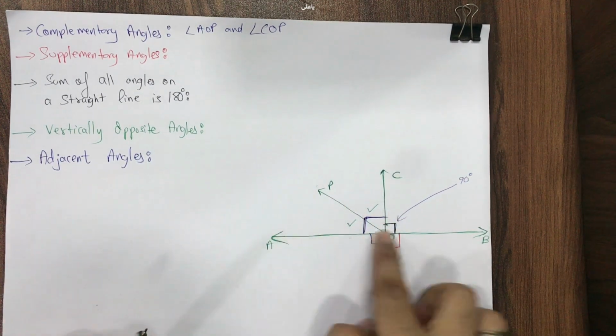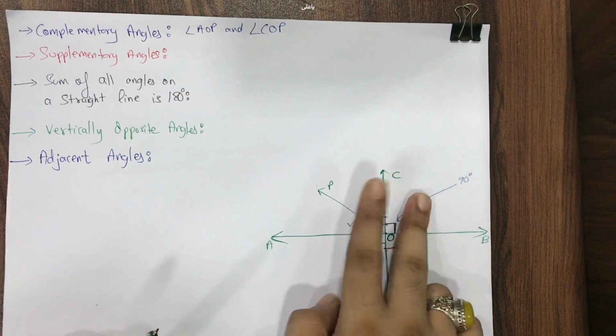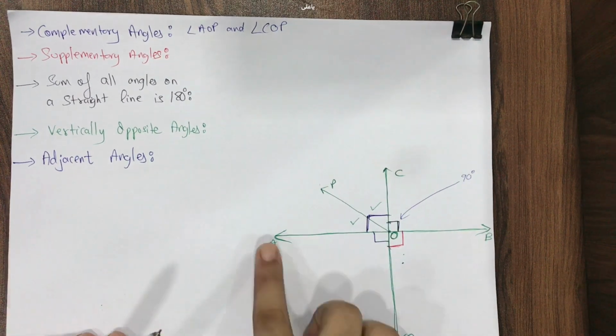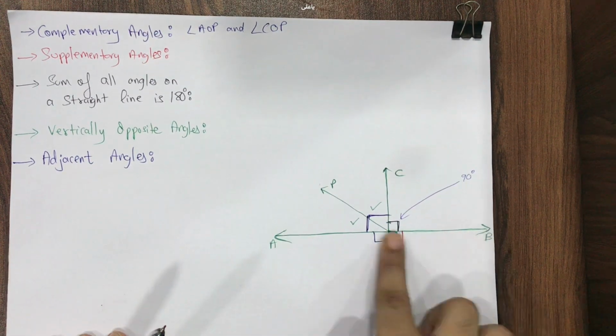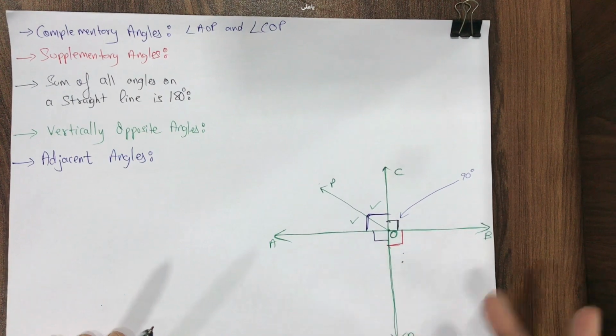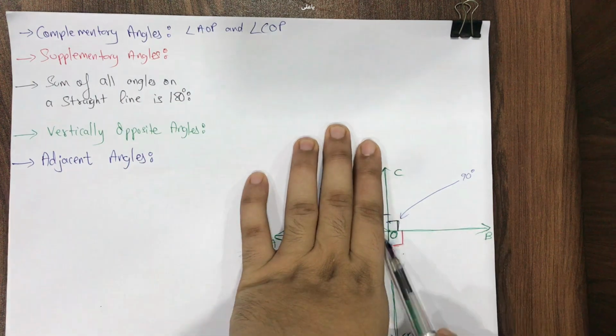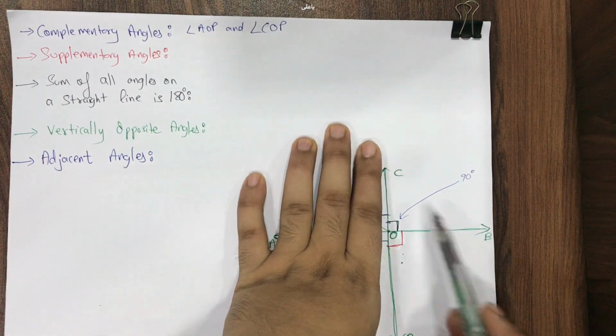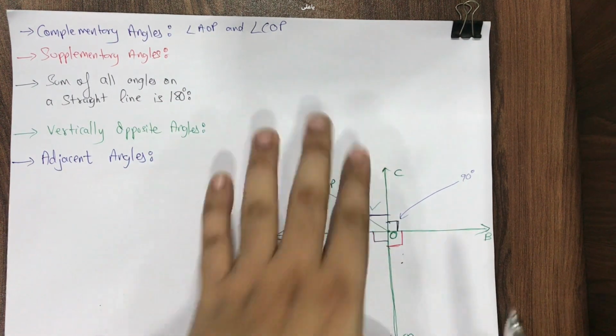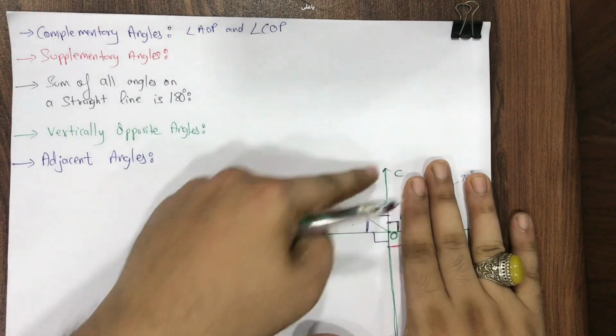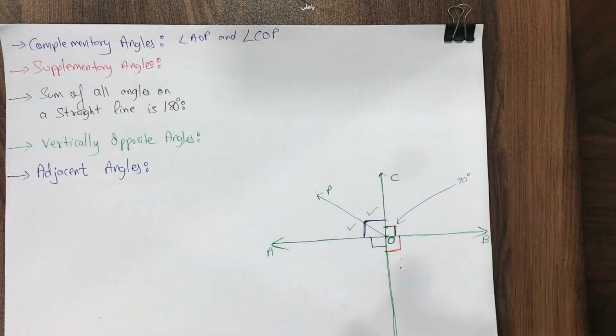So this entire angle AOC plus BOD, the addition of these two angles will be 180 degrees. AOD, this angle, plus BOD, this angle, addition of these two angles will also be 180 degrees. There are other pairs also. If I keep my hand over here, COB plus DOB, this is 90, this is 90, so addition is 180 degrees. Similarly here also, AOC plus DOA is also 180 degrees. Okay, so there are four pairs over here.